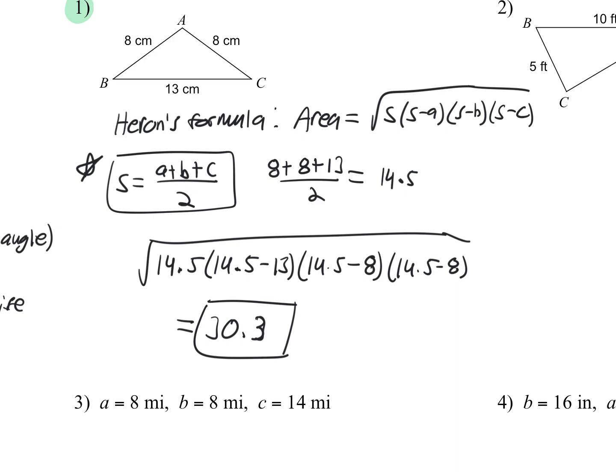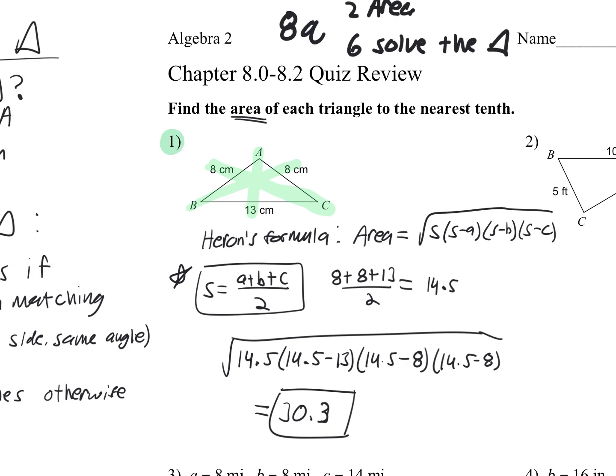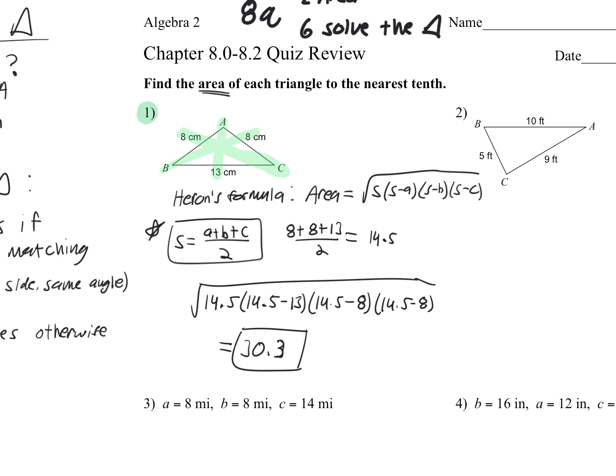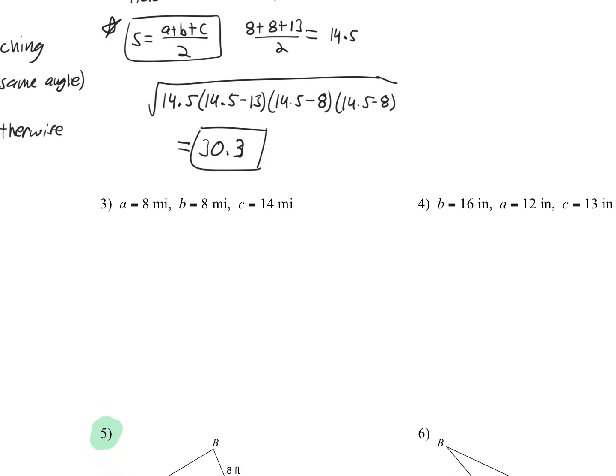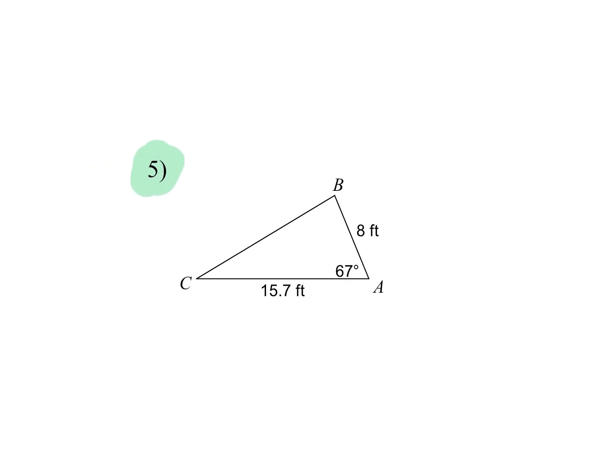How do you know which one's A, B, and C again? A, B, and C are always opposite of whatever angle they're facing, right? So this is A, this is B, and then this is C. All right, good with this one, guys? Yeah. Good, right? Just a whole bunch of plugging in. Yeah, 30.3.